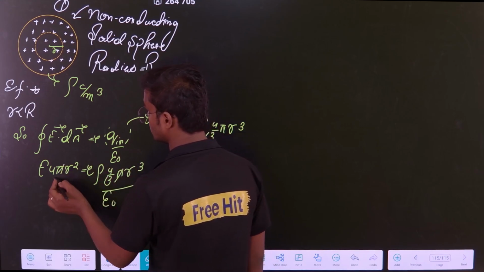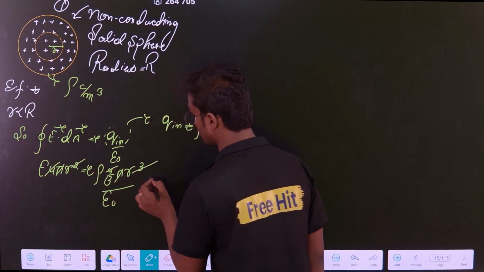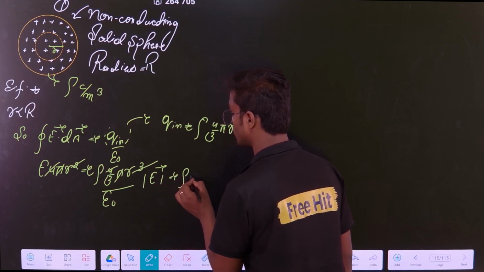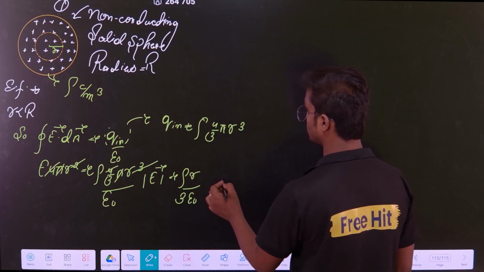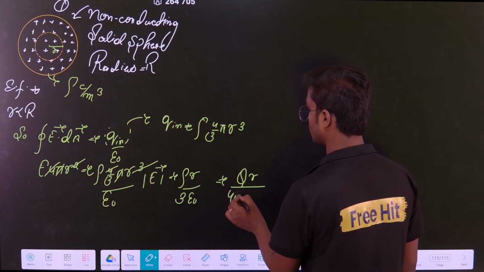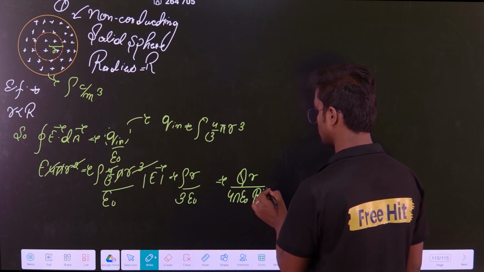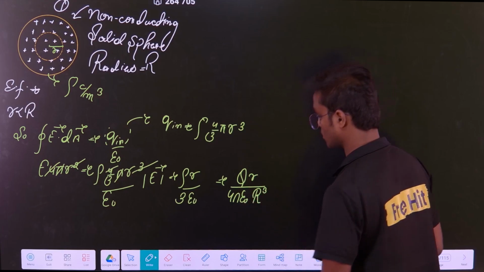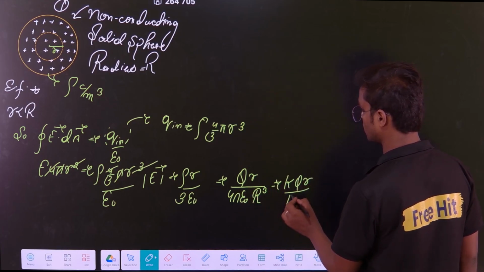So pi will cancel out, 4 will cancel out, r cube and r square will cancel out. What is the value of the electric field you will get? You will get the electric field as rho r by 3 epsilon naught. And if you put the value of rho here, you will get Q r by 4 pi epsilon naught into capital R cube. Also you can write it as K Q r upon capital R cube.